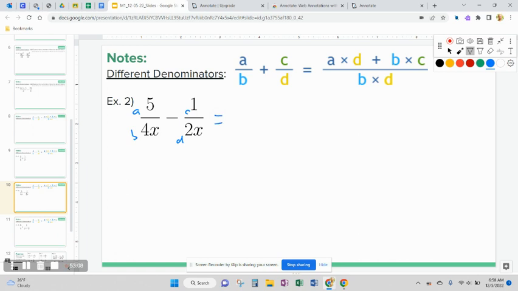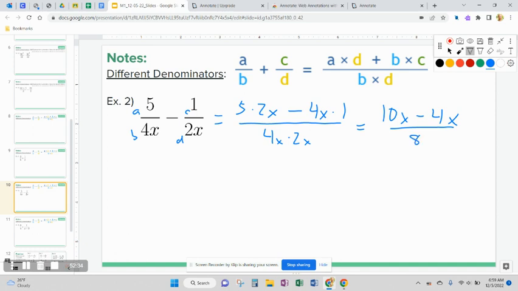And 4x and 2x are not the same denominator, so we'll have to use this formula in order to calculate this. We'll get 5 times 2x up top. This time it'll be minus, because we have that minus sign in the middle there. Minus 4x times 1, all divided by 4x times 2x. Okay, and then we work through and try to simplify everything. We have 10x minus 4x, all divided by 8x squared.